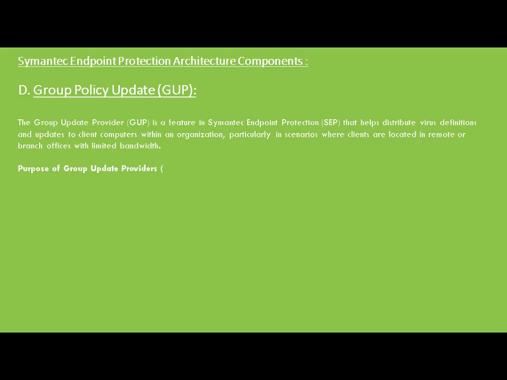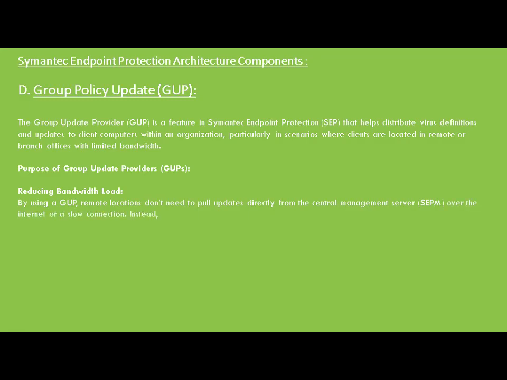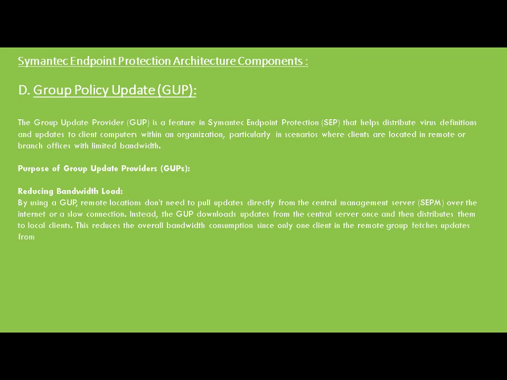So what is the purpose of Group Update Providers? Reducing the bandwidth load. By using a GUP, remote locations don't need to pull updates directly from the central management server, that is SEPM, over the internet or a slow connection. Instead, the GUP downloads updates from the central server once and then distributes them to local clients. So this reduces the overall bandwidth consumption, since only one client in the remote group fetches updates from the management server.